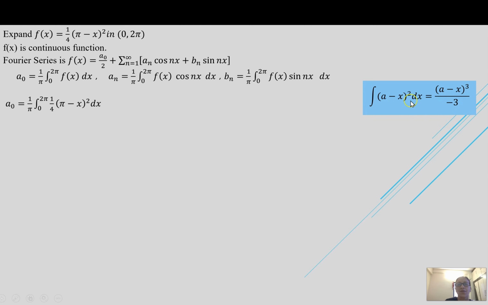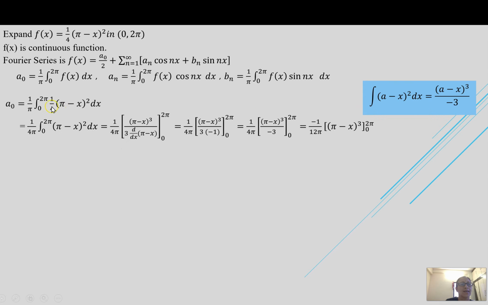Okay, so let us see how you apply this general formula for our function. Here 1 by 4 is a constant, so I have taken 1 by 4 outside, then we get 1 by 4π integral 0 to 2π. If you write this 1 by 4 outside the integral, only (π minus x) whole square remains within the integral. So here integral 0 to 2π (π minus x) whole square dx.